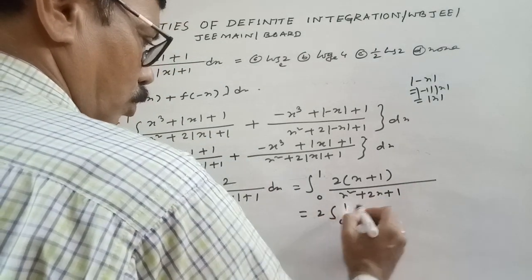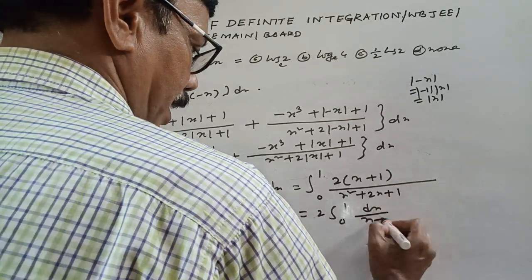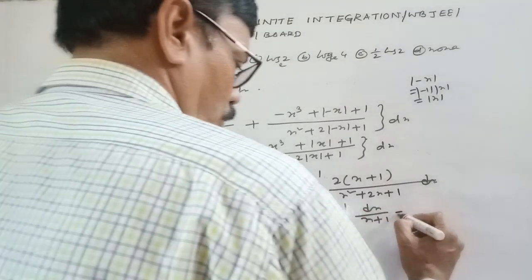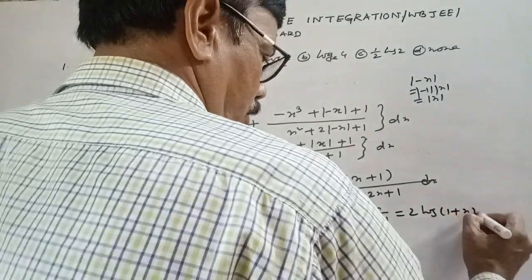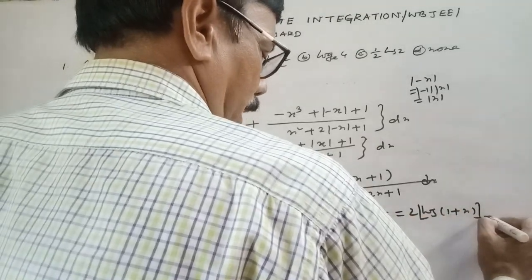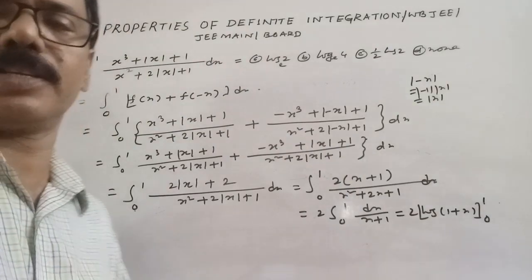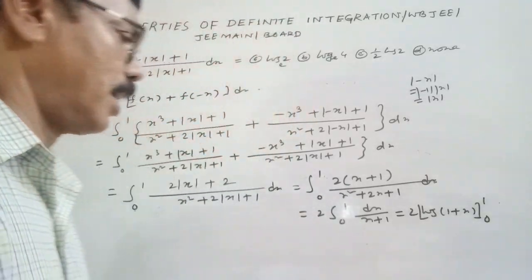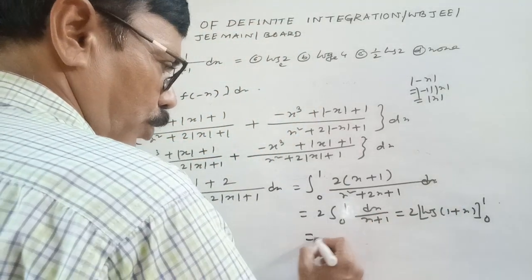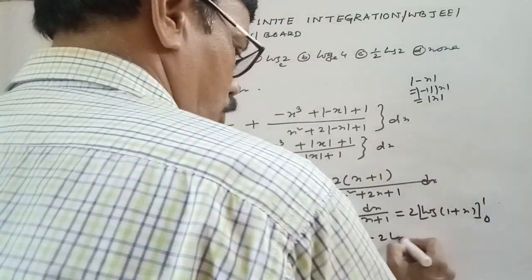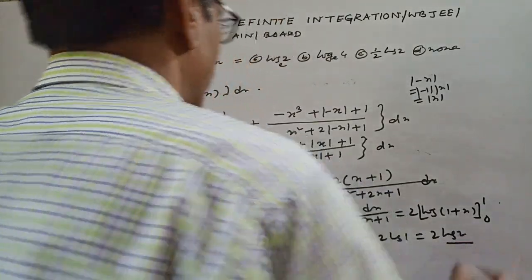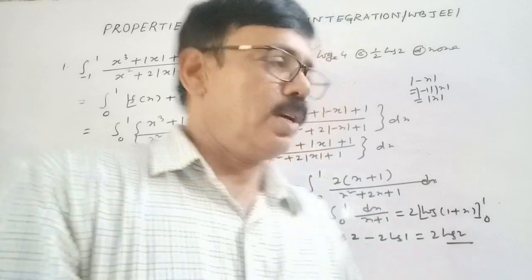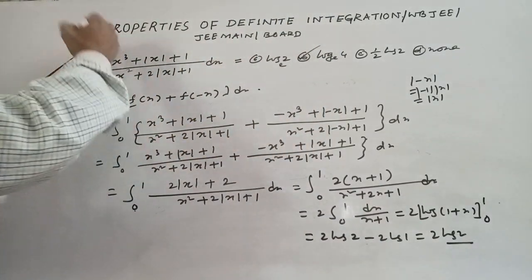So you are getting 0 to 1, dx by x plus 1 whole square. So 2 log of 1 plus x. Here log also means base e. In mathematics, whether it is ln or log, we take base as e unless otherwise given. So we are getting 2 log 2 minus 2 log 1. So 2 log 2 means log 4. Log 4.